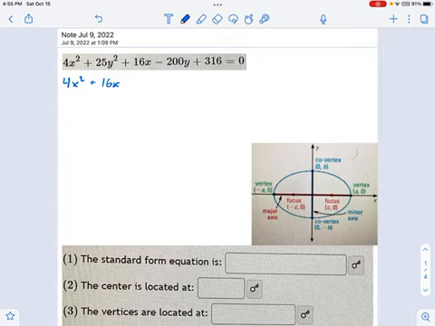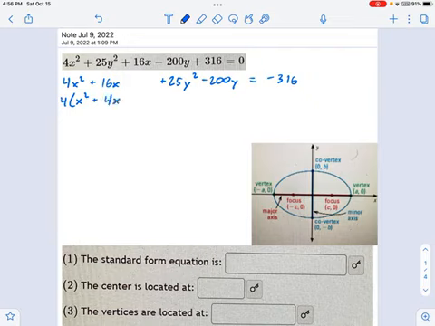and now I've got my y's to look at. I've got 25y squared minus 200y, and I'm just going to move that pesky 316 over to the right side, negative 316 over here. And now let's do some GCFs. It's not the only way to do it, but I find this helpful as I think through it. You've got 4 factored out, that leaves 4x squared plus 4x inside.